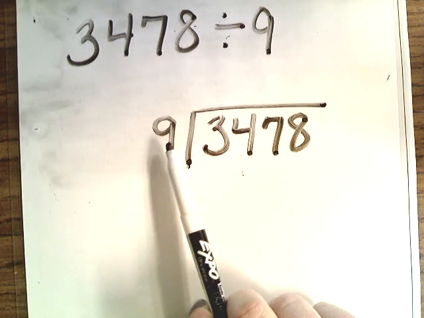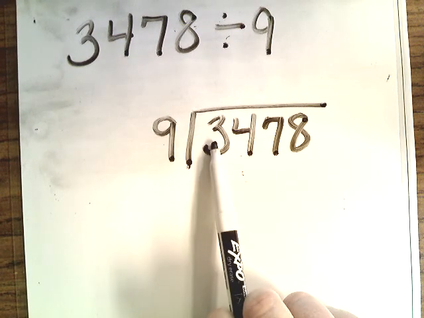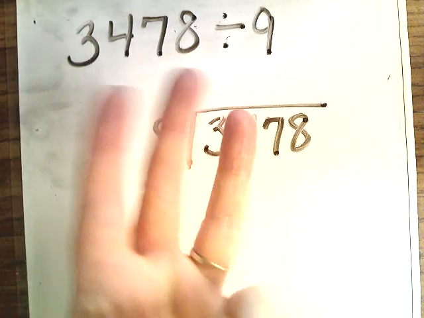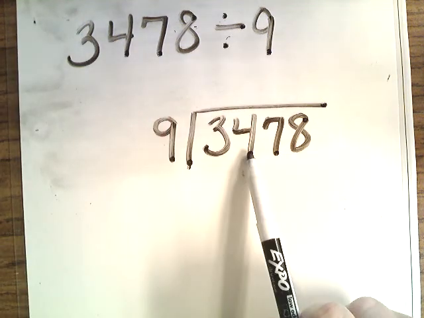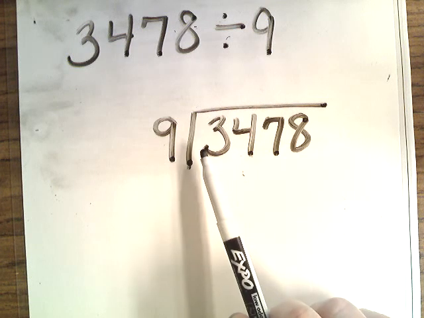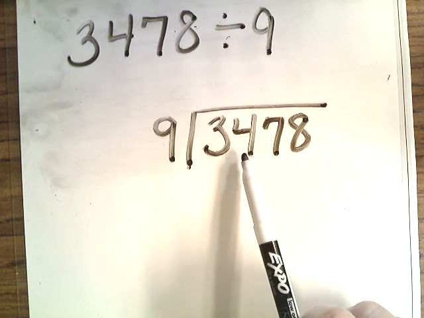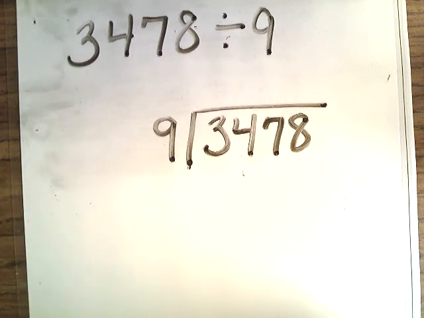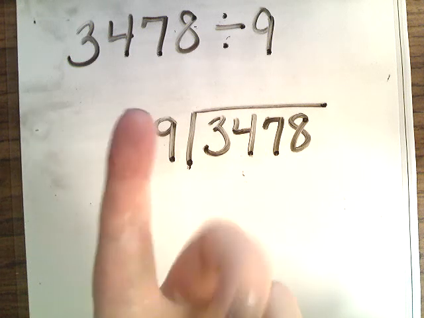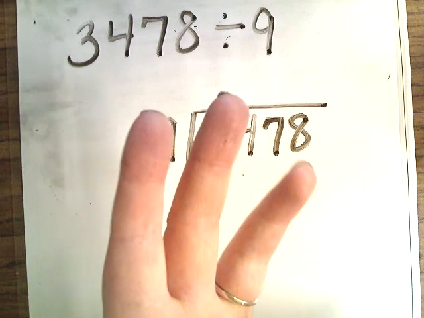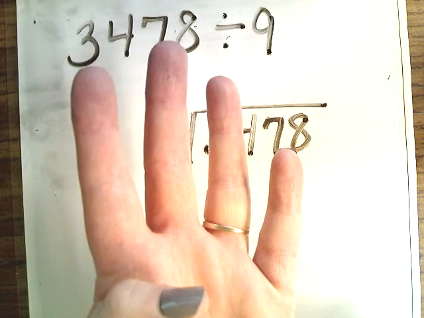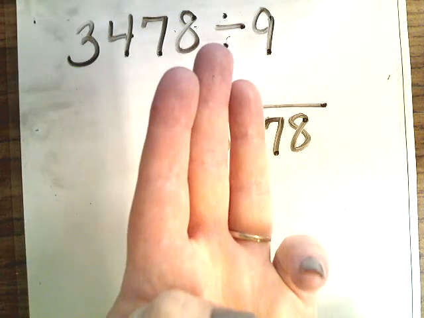Let's look at this problem together. We're going to take it step by step. Can 9 fit into 3? If you have 3, do you see 9 anywhere here? Nope. Now we're going to go to the next number. Can 9 fit into 34? Well, it can. I don't know how many times it can fit without going over, so let's count by 9s. 9, 18, 27, 36 is too big, so it fits 3 times.